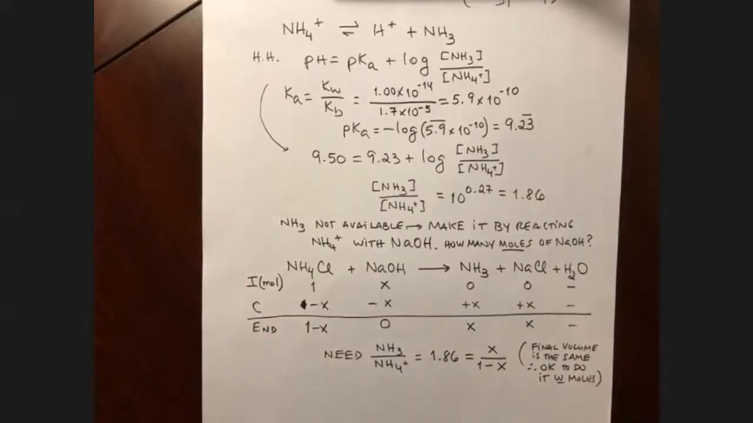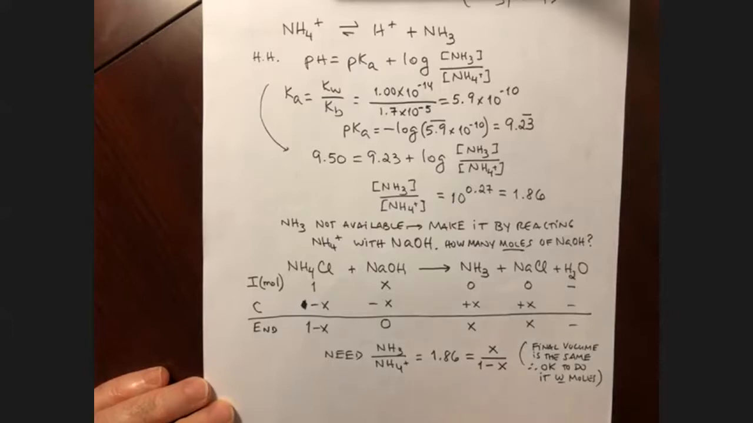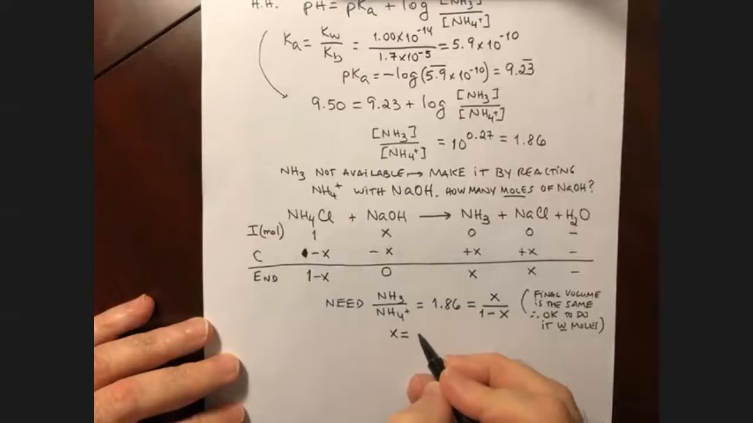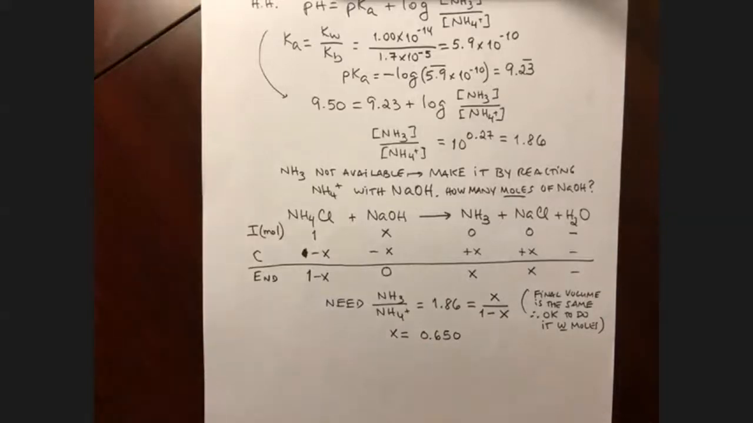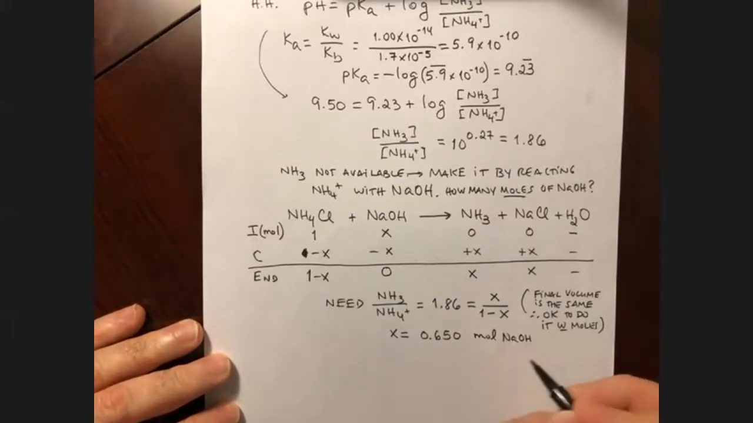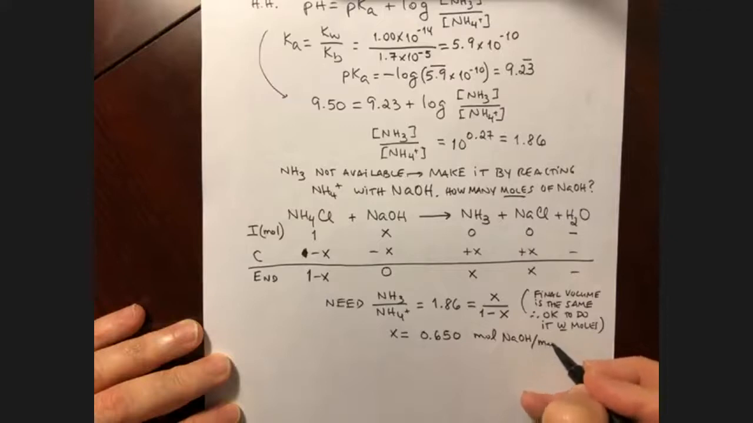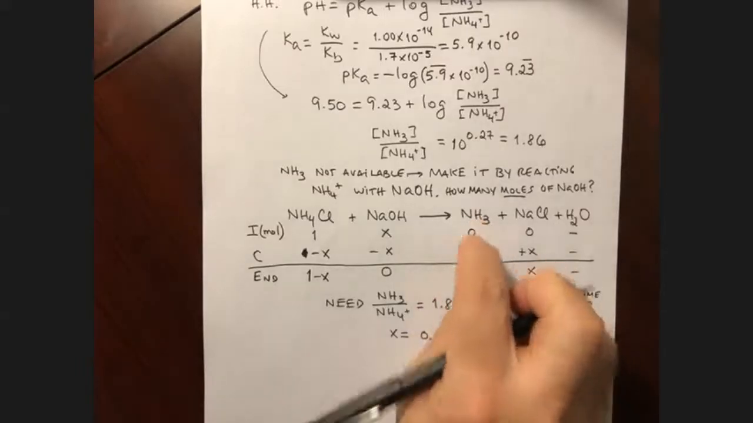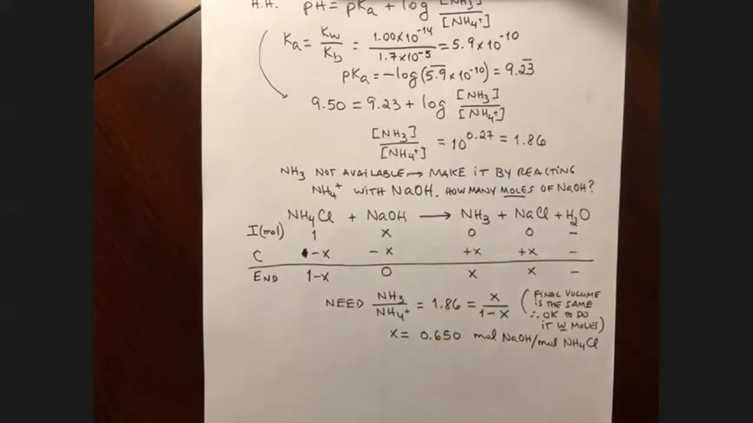All right. So you solve this equation here. That's a simple algebra equation. And we find that X equals 0.650. I'm going to go with 3 decimals here, since everything showing me here has about 3 decimals of molarities anyway. So this is the moles of NaOH that I need for every mole of ammonium chloride in order to generate the proper ratio of ammonia to ammonium.